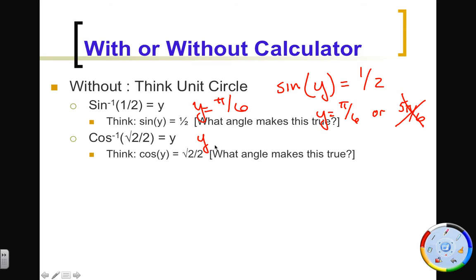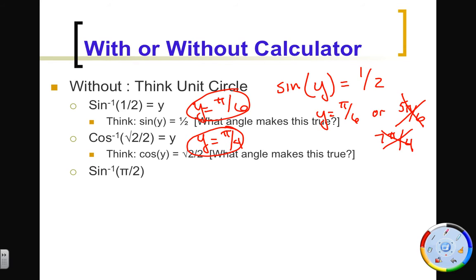Well, positive root 2 over 2 is going to occur at pi fourths, which is 45 degrees, but it's also going to occur somewhere else. It's actually also going to occur at 7 pi fourths in quadrant 4. But cosine inverse doesn't exist in quadrant 4, so this doesn't work. So my only answer is this.